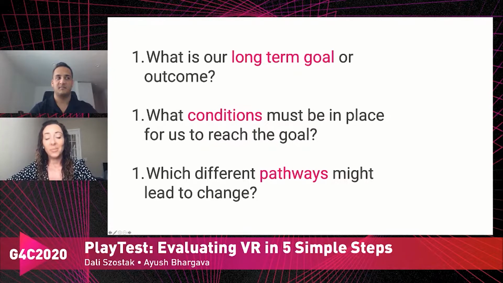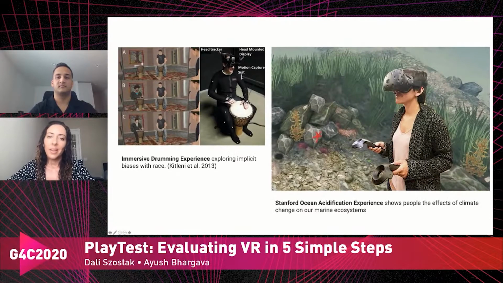So after you and your team have agreed upon the why, the process of theory of change continues with asking more questions. What is your long-term goal? And once your goal has been identified, what conditions must be in place for us to reach it? Finally, what other paths have you taken or have been taken already that might lead to the same change?